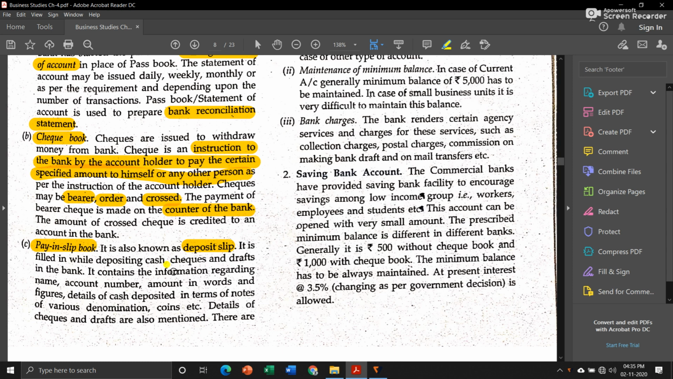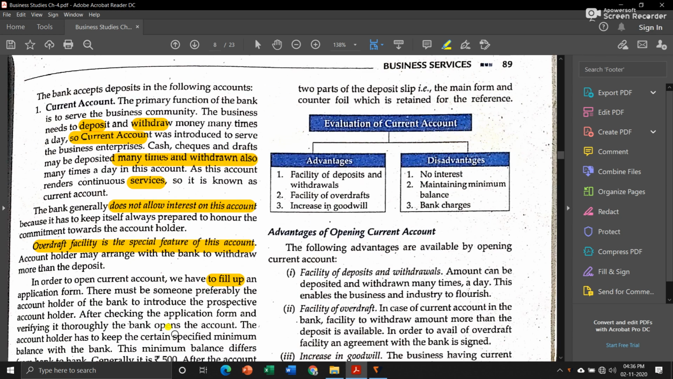In a similar manner, when you deposit checks or drafts in the bank, at that time also you have to fill up this deposit slip and give it to the bank. Now it contains information regarding your name, then account number, then amount in words and figures, details of cash deposited, meaning various denominations, like how many 10 rupee notes or 500 rupee notes you are depositing. Details of the checks and drafts are also mentioned, and if you are going to deposit a check or draft, then you have to mention details of that check or draft.